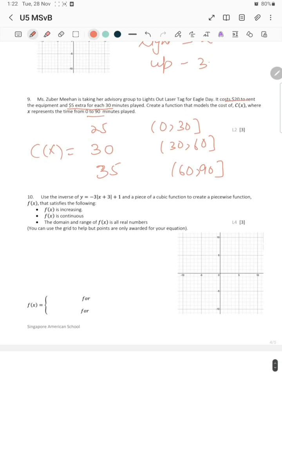Use the inverse y is equal to minus 3x plus 3 plus 1 and a piece of a cubic function to create a piecewise function that is satisfied if x is increasing, continuous, and the domain and range are the real numbers.